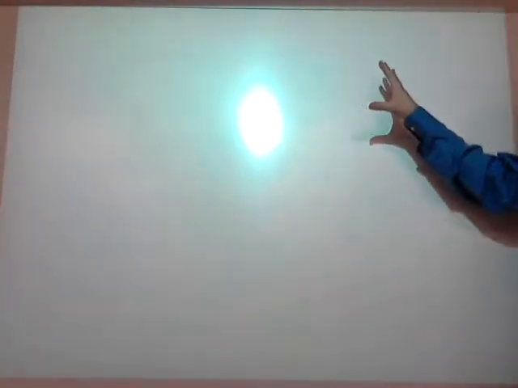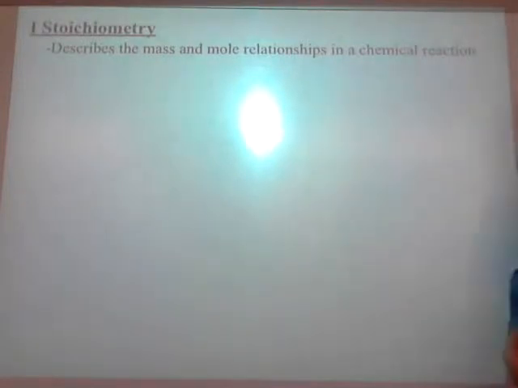Basically, here's your book definition, then I'll explain what it really means. Stoichiometry describes the mass and mole relationships in a chemical reaction. Now, what that means, I will explain after you copy that down. Okay? Because it is actually useful. Not necessarily to you, but to a chemist and to a pharmacist, to someone who's actually doing chemistry. It matters.